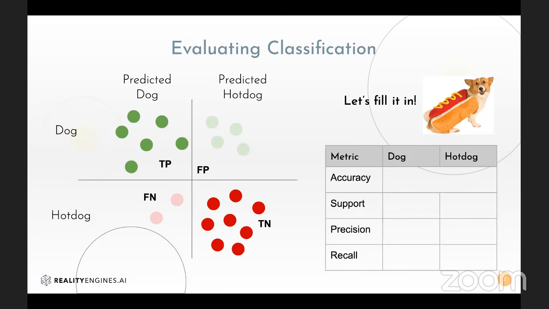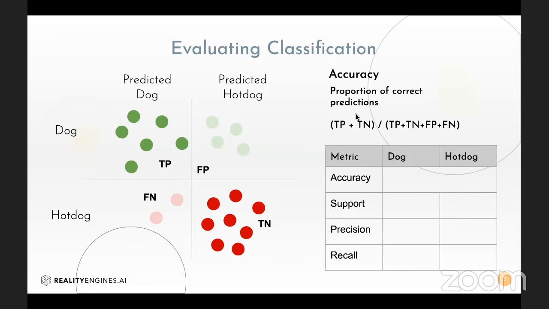So the first metric that we have is accuracy. And accuracy is just the proportion of correct predictions that the model has made. So in this case, it predicted dog correctly, and all these points it predicted hot dog correctly. And so our accuracy is just the number of points in these two quadrants divided by the total number of points. So we have 6 points in this quadrant, 8 points in this quadrant. That's 14 points divided by 20 total. That gives us 14 over 20, which is 70% accuracy. So it's the sum of the true positives plus the true negatives divided by the total number of points.